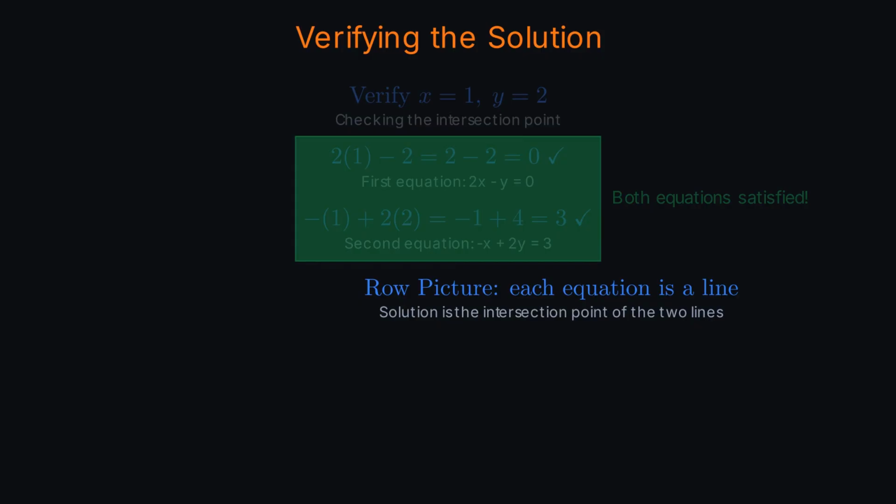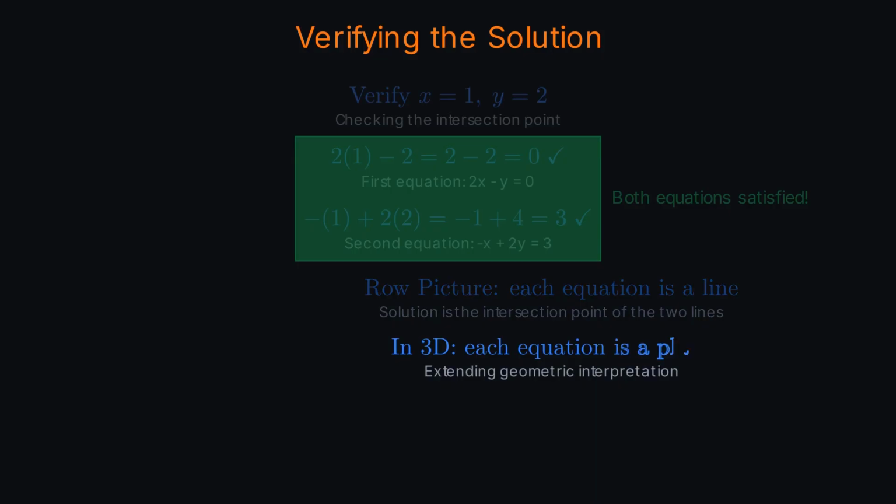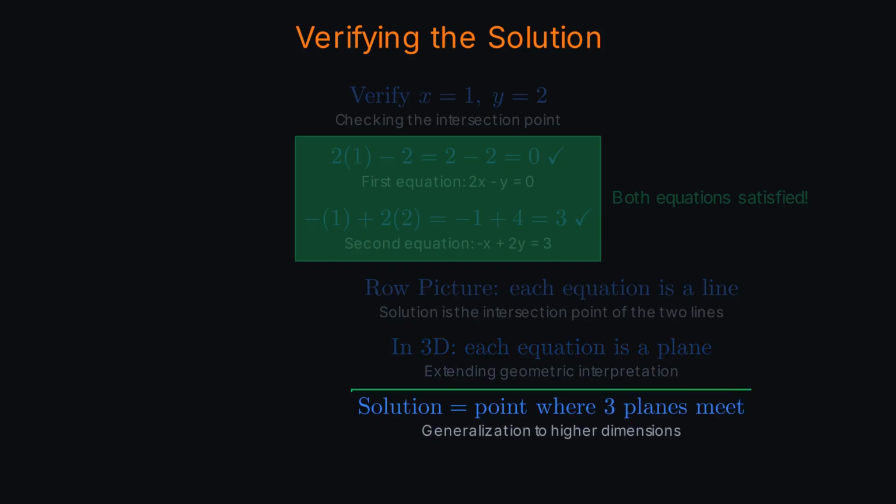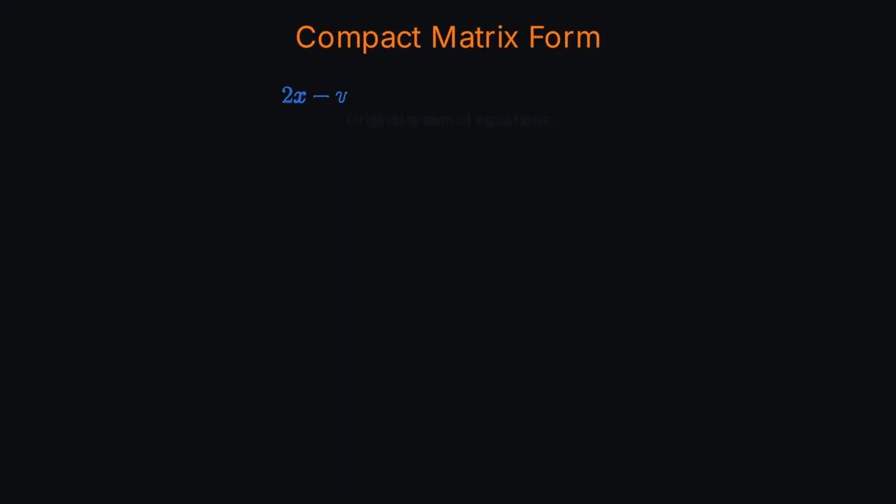In the row picture, each equation represents a line. The solution is the point that sits on every line simultaneously. If we extend this idea to 3 dimensions, each equation would be a plane, and we look for the point where 3 planes meet. Before we see the second picture, let's write this more compactly.